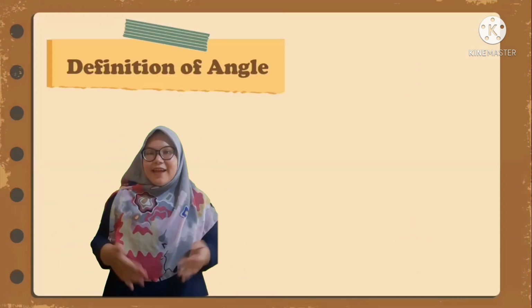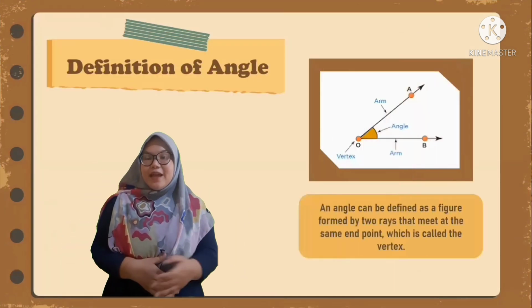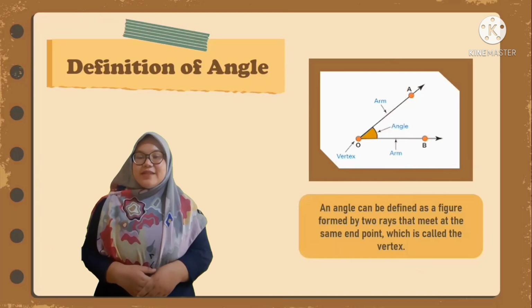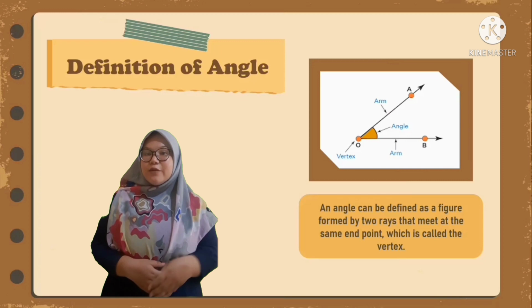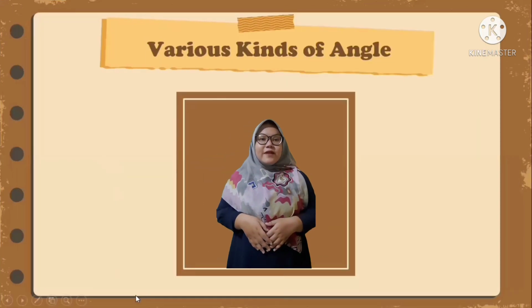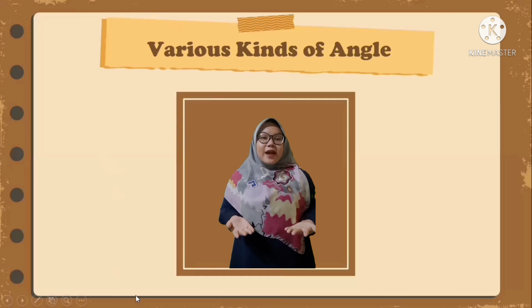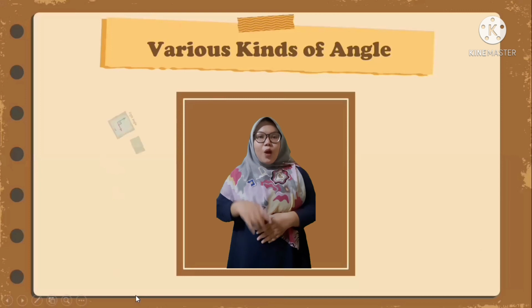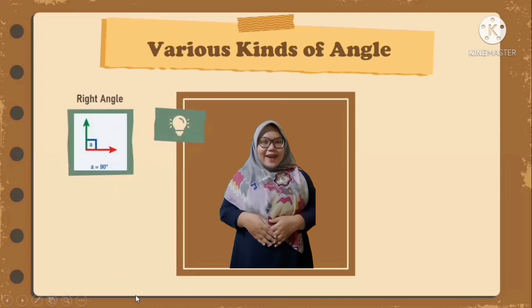What is an angle? An angle can be defined as a figure formed by 2 rays that meet at the same endpoint, which is called the vertex. Various kinds of angle. There are various kinds of angle based on the measure of the angle. 1. Right angle.